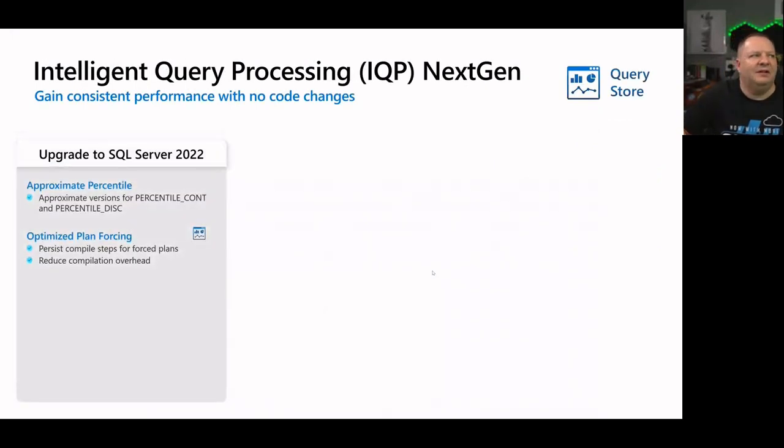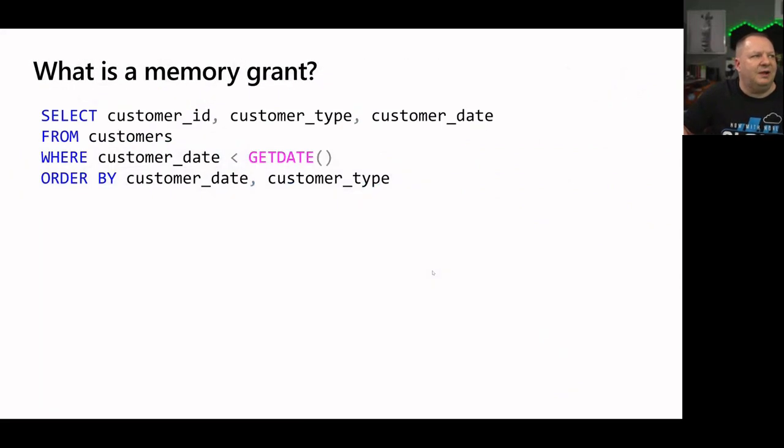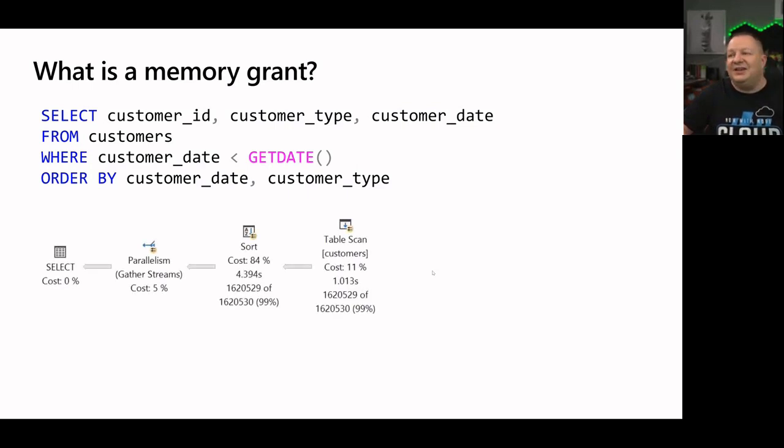So what do we have around here? I'm going to show that we had this example. I should have probably taken these slides out. So if you're not familiar with a memory grant, look at the slide. This is the query. Look at this slide now, and you can see that this specific one has a sort because we've got the order by.